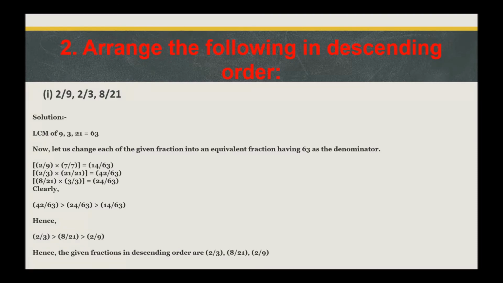The second question is arrange the following in descending order. So 2 upon 9, 2 upon 3 and 8 upon 21. First we will find the LCM of 3, 9, 3 and 21. So the LCM is 63. Now we will make them equivalent fractions. So 2 upon 9 into 7 upon 7 is 14 upon 63. Then 2 upon 3 into 21 upon 21, so 42 upon 63. The LCM is 63, so we have to multiply to make it 63. So 8 upon 21 into 3 upon 3, so 24 upon 63.